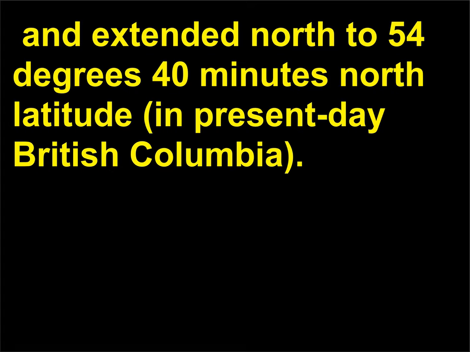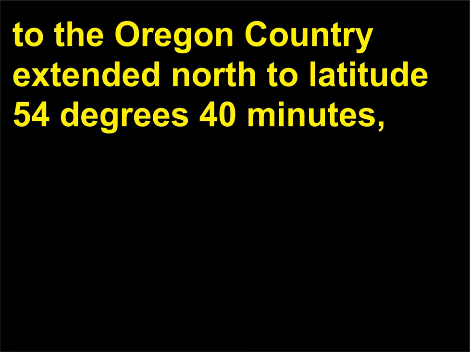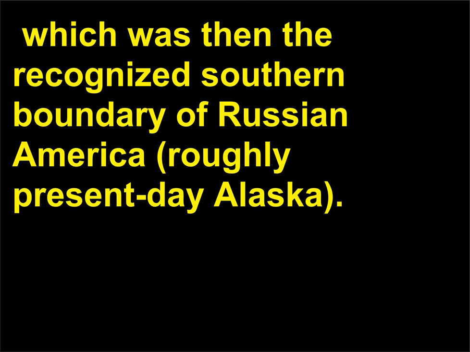During the 1830s and early 1840s, American expansionists insisted that U.S. rights to the Oregon Country extended north to latitude 54 degrees 40 minutes, which was then the recognized southern boundary of Russian America, roughly present-day Alaska.